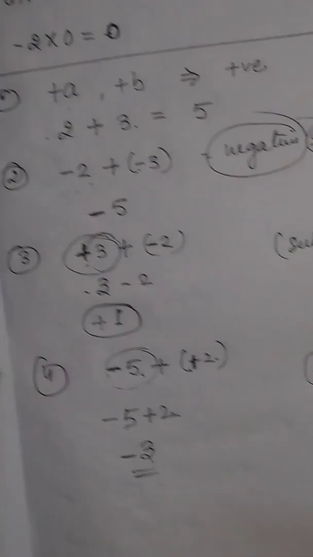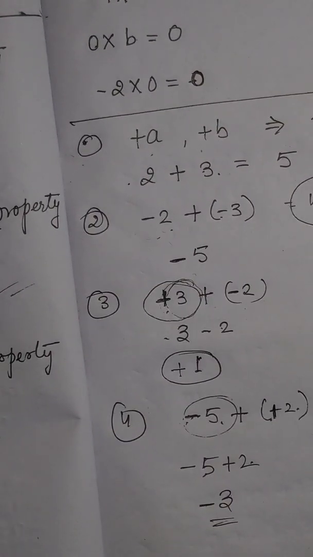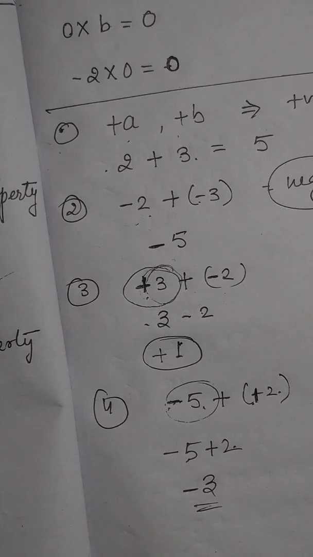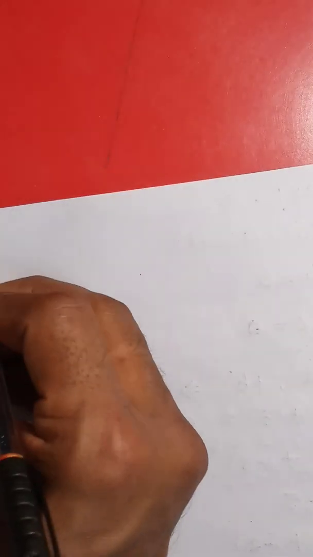Okay, these are the properties we have to follow when doing the addition of integers. Now for the subtraction of integers, we will get the same by subtracting 3 from 4.